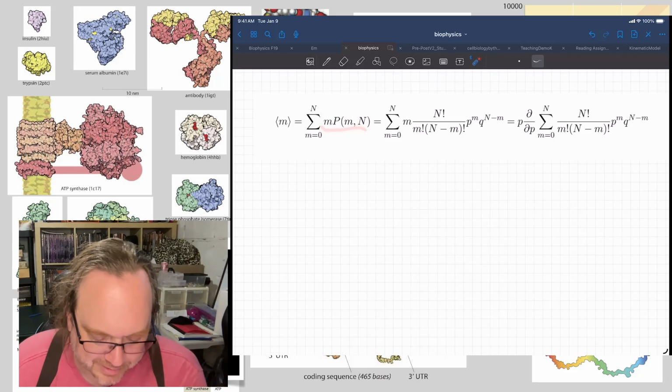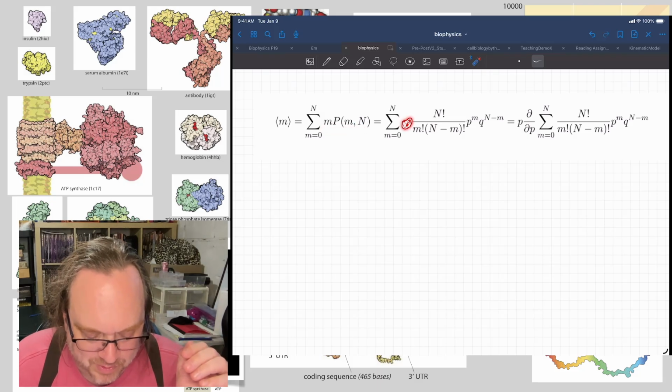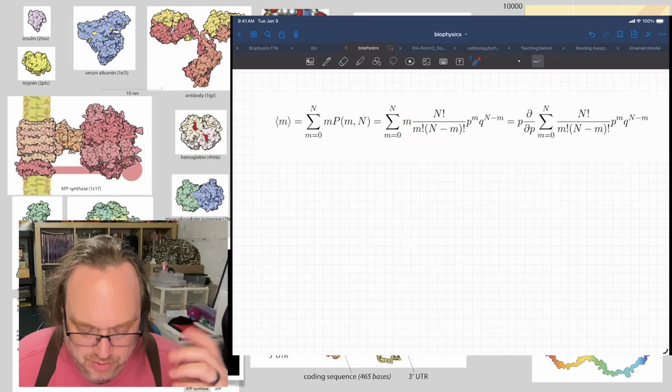And so this is just calculate that weighted sum. Now, if this m were not here, this would be super easy to do. We would know that that was 1.